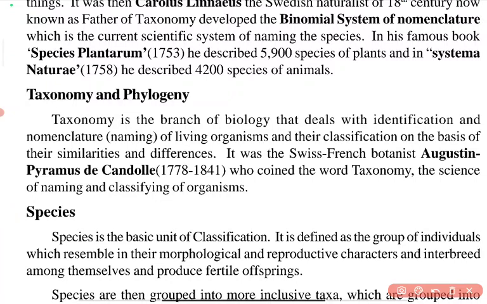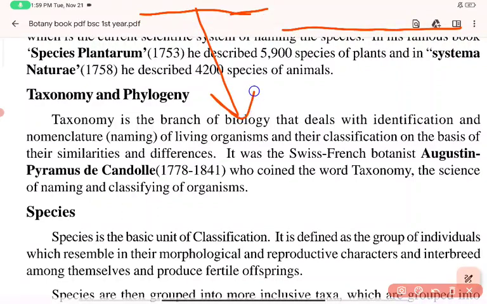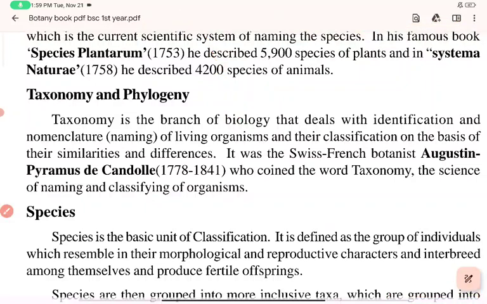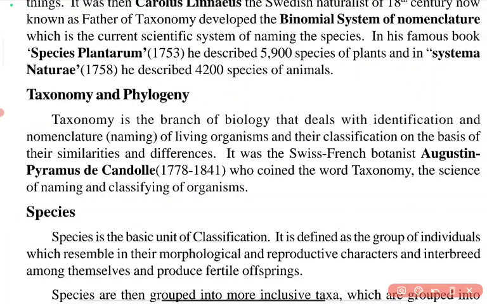So friend, the Carolus Linnaeus topic is very important, because it has been asked many times. It even came as a short note in the UPSC exam. So Carolus Linnaeus gave the binomial system of nomenclature. Now he wrote 2 books. The first book is Species Plantarum and the second book is Systema Naturae.